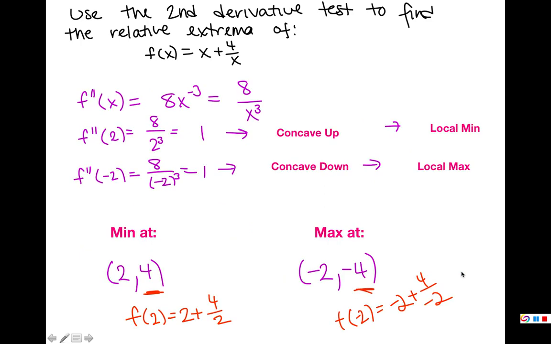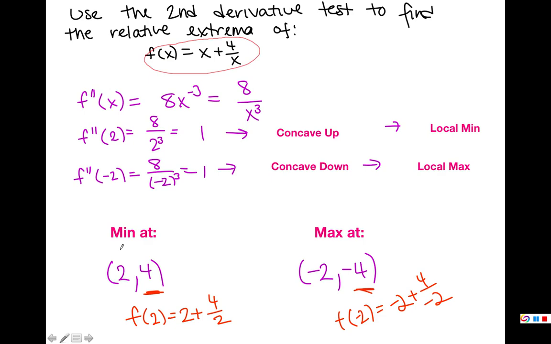To finish, we are going to give the y values at those points. So I took x equals 2 and plugged that into my original function. Here's my original function. When I plugged 2 in, I got 4. So I have a min at the point (2, 4). And I have a max at the point (-2, -4).